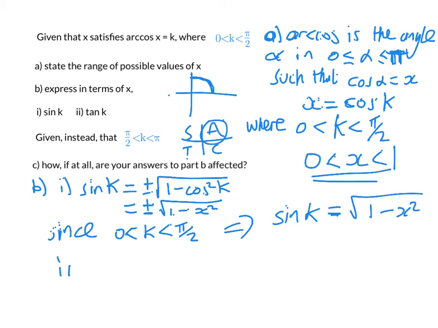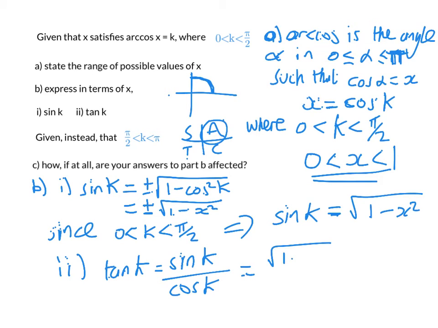Part 2, we know that tan k is going to be sine k over cos k. So sine k was done before. The square root of 1 minus x squared, and cos k is x. So there we go. Hopefully that makes some sense. Do pause and reflect on what's been done here.